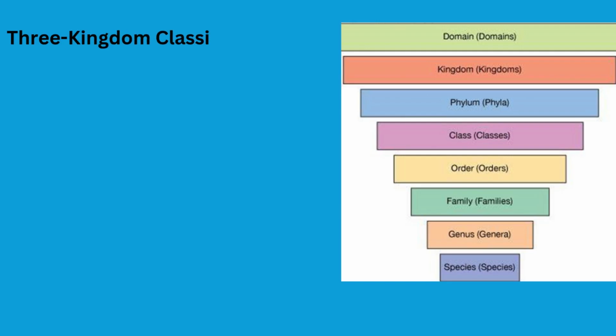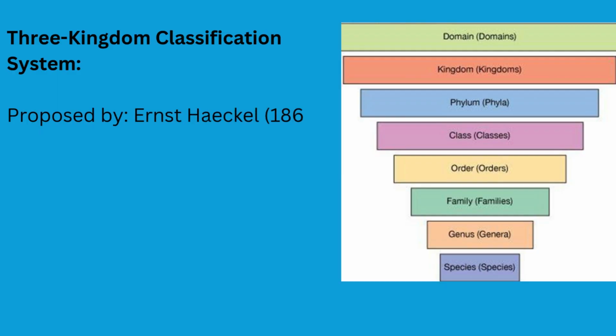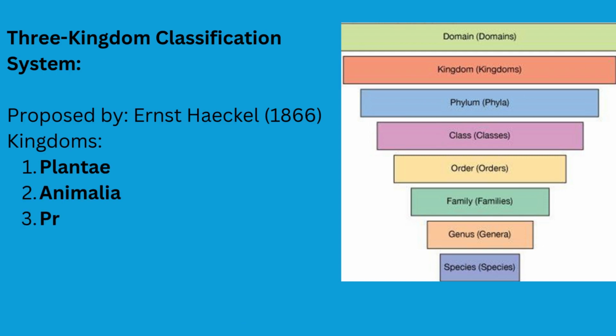The three-kingdom classification system came to solve the problems of the two-kingdom classification system and was proposed by Ernst Haeckel in 1866. It added one more kingdom along with Plantae and Animalia, and that was the kingdom Protista.